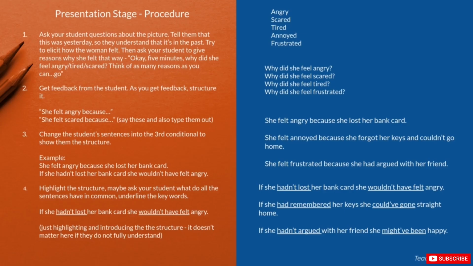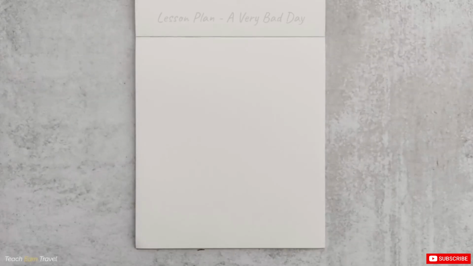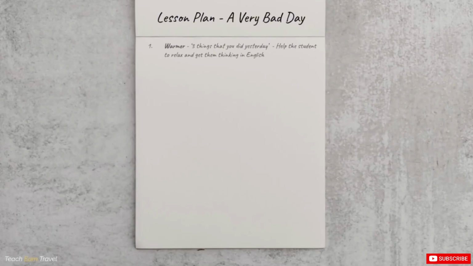If you write this much detail on your lesson plan, especially because this is just one stage of our lesson, your lesson plan is going to become like a short story. It will be very difficult to follow this if you get stuck in the lesson and you need to look at your notes. Oh, what am I doing next? So now we need to condense this into something that's useful for us in the lesson. So here's our actual lesson plan. Lesson plan for a very bad day.